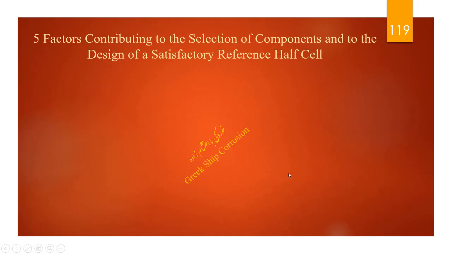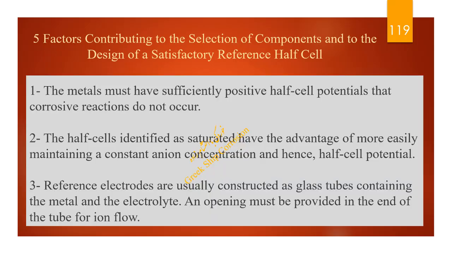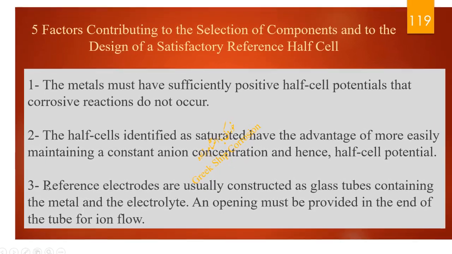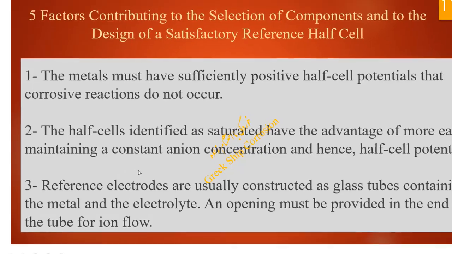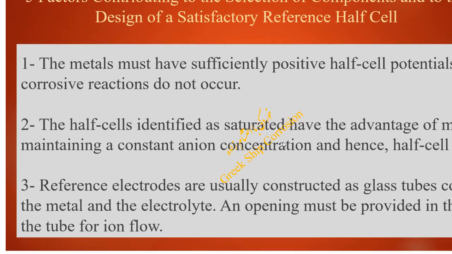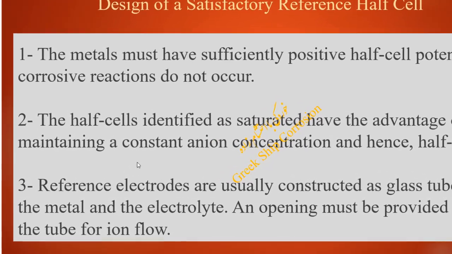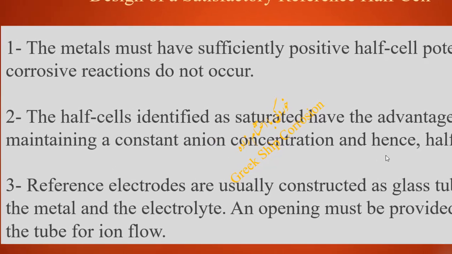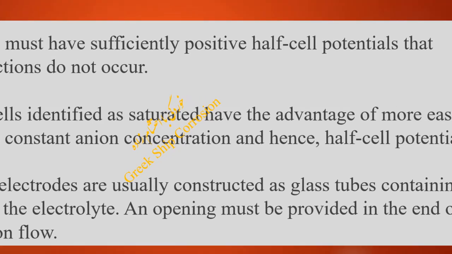5 factors contributing to the selection of components and to the design of a satisfactory reference half cell. Number 1. The metals must have sufficiently positive half cell potentials that corrosive reactions do not occur. Number 2. The half cells identified as saturated have the advantage of more easily maintaining a constant anion concentration and hence half cell potential.